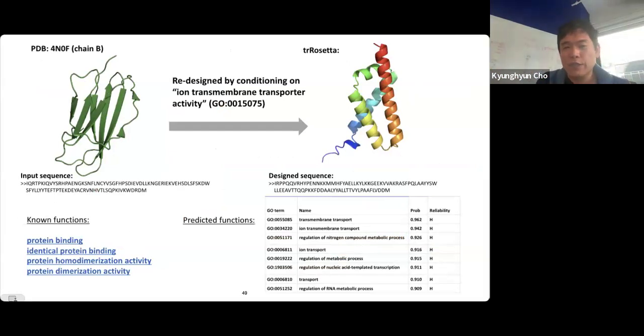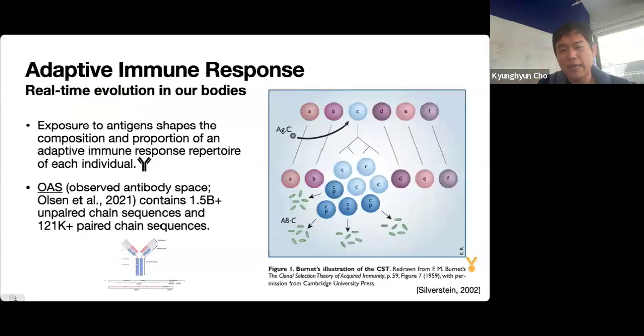Now at Genentech, we are focused on antibody design, as my talk title indicated. And when it comes to antibodies, it turned out that there is yet another source of information that we can rely on in order to narrow down the search space. And that is the adaptive immune response. You can almost imagine this as real-time evolution in our own bodies. Whenever some foreign agents are introduced into our body, our immune system is going to react to those antigens. And as you can imagine, everyone, depending on where they are and what kind of situation they are in, is going to be exposed to different types of antigens.